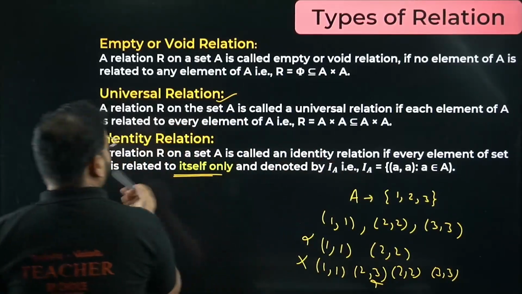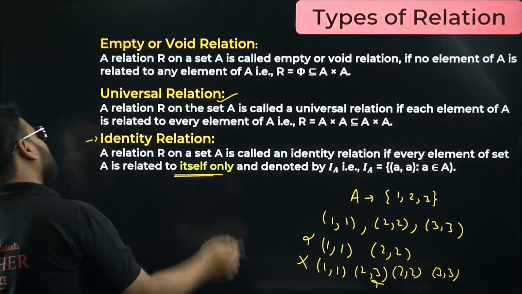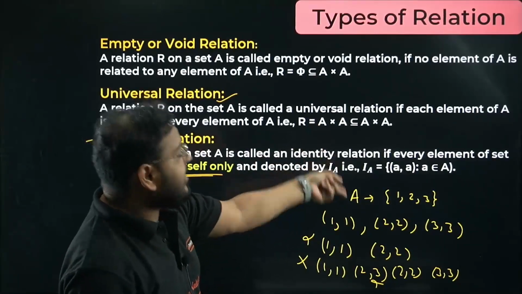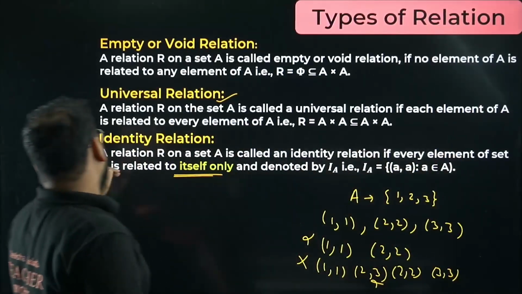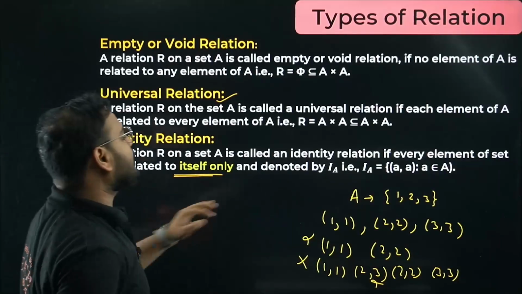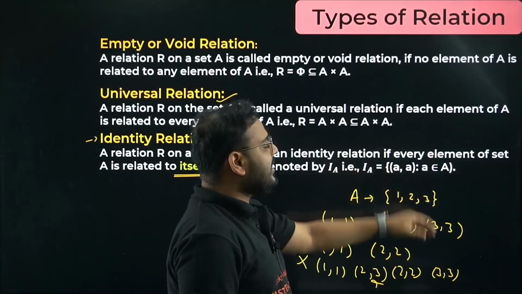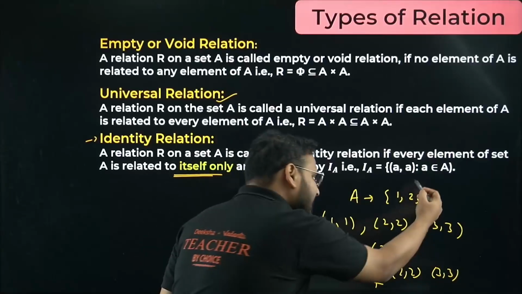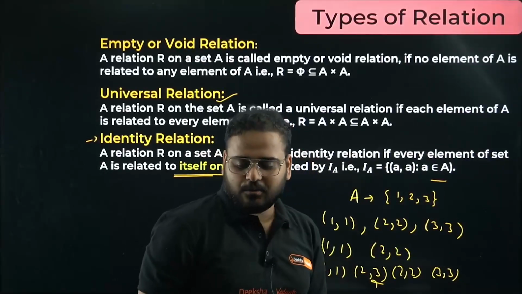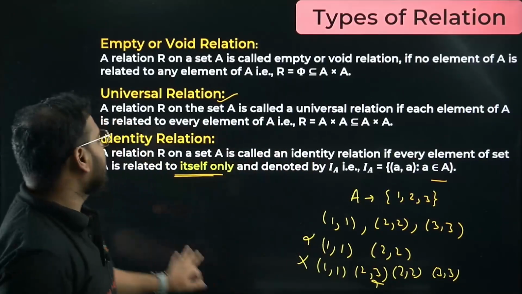Okay, so I'll read this out loud for you. A relation R on a set A is called an identity relation if every element of set A is related to itself only, denoted by IA. IA equals A comma A, where A belongs to the set A. Clear, right? Any doubt you have in this? Let me know in the comment section.